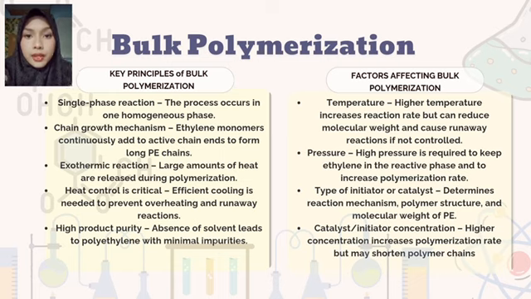Next up, factors affecting bulk polymerization. Temperature: higher temperature increases reaction rates, but it can reduce molecular weight and cause runaway reaction if not controlled. Second, pressure: high pressure is required to keep ethylene in a reactive phase and to increase polymerization rate. The type of initiator or catalyst determines reaction mechanism, polymer structure, and molecular weight of PE. Lastly, catalyst or initiator concentration: higher concentration increases polymerization rate, but it may shorten the polymer chain.